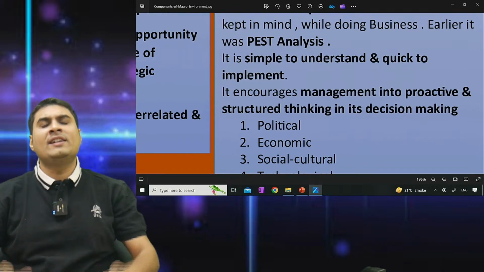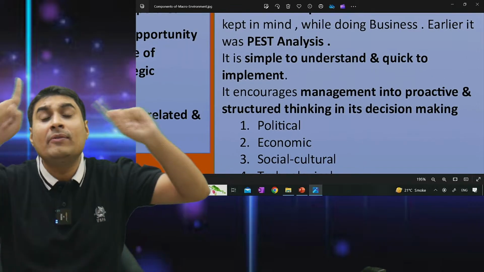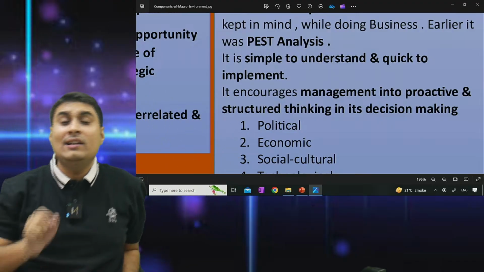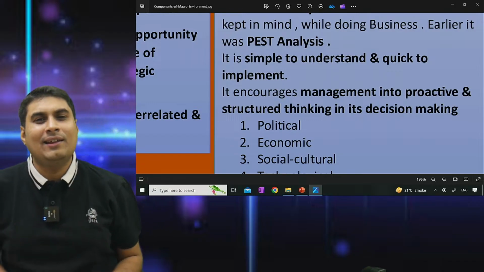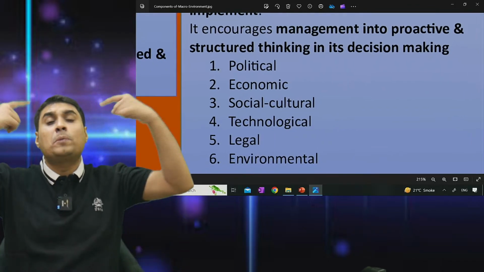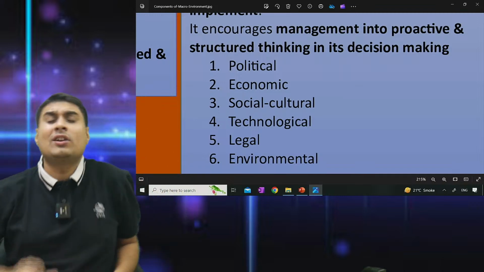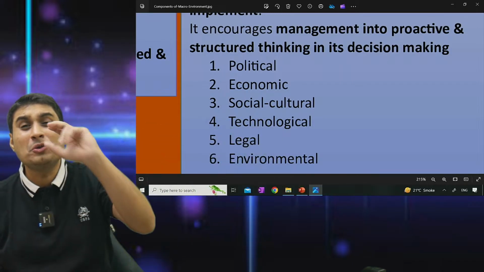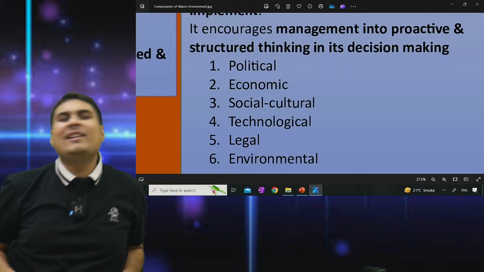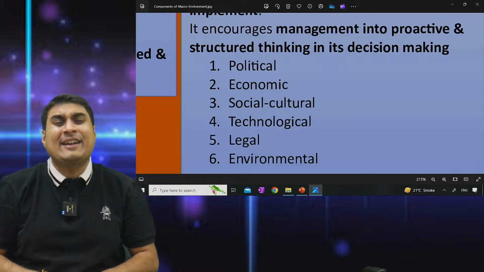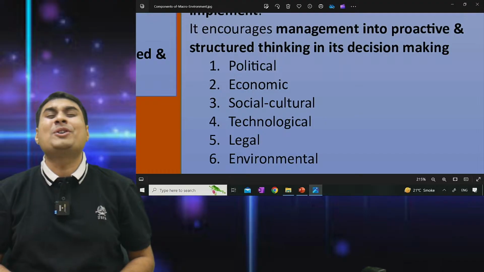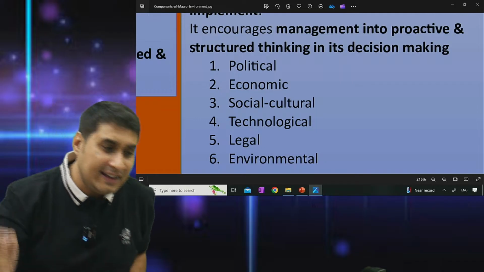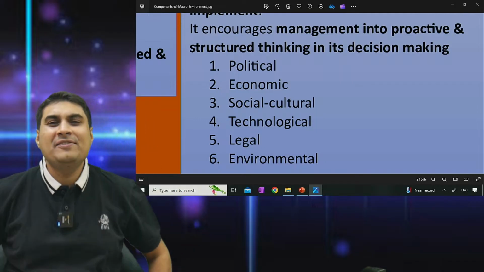It's very simple to understand, quick to implement. The earlier name was PEST. Any MCQ can come. It's nothing but macro factors. They have made a new technique. Earlier PEST was there, then they added PESTLE. Are you clear? It helps us in proactive thinking and helps to take decisions a little faster. Sir, what is the full form of PESTLE? P for political, E for economic, S for socio-cultural, T for technological, L for legal, E for environmental.